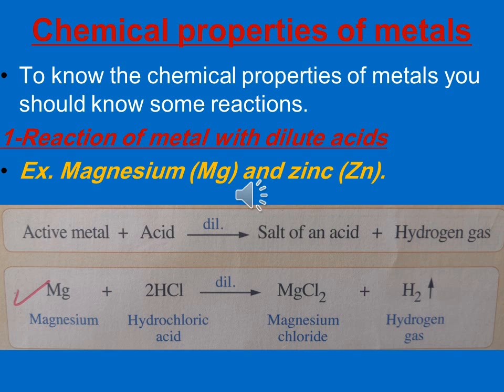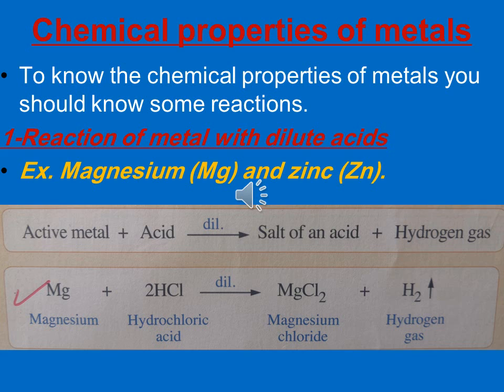Chemical properties of metals. To know the chemical properties of metals, you should know some reactions. We should study some reactions. First, we will study the reaction of metal with dilute acids. Examples for the metals: magnesium and zinc.